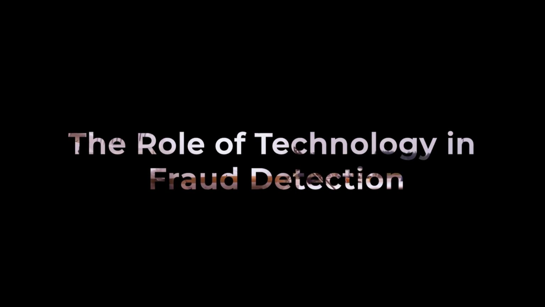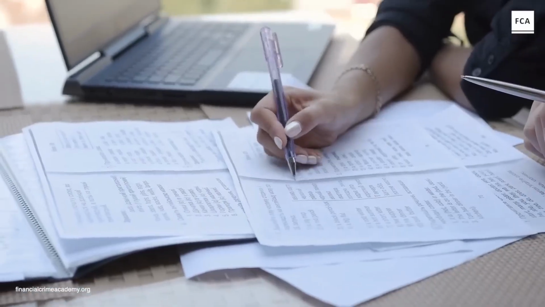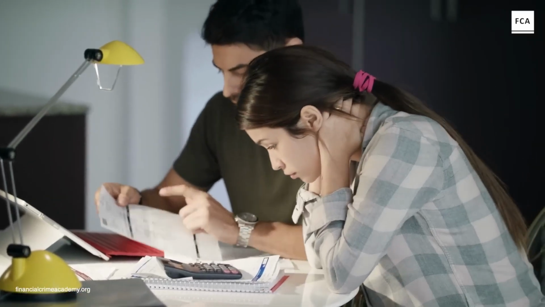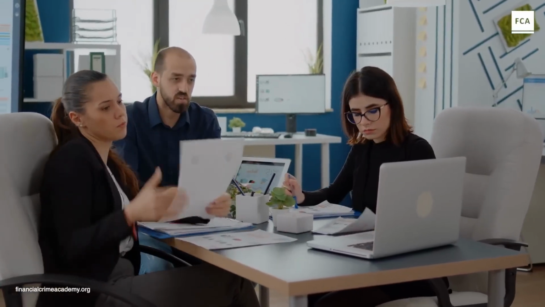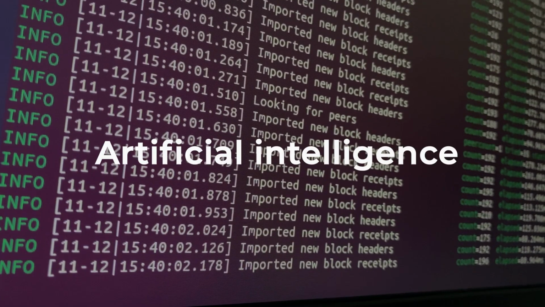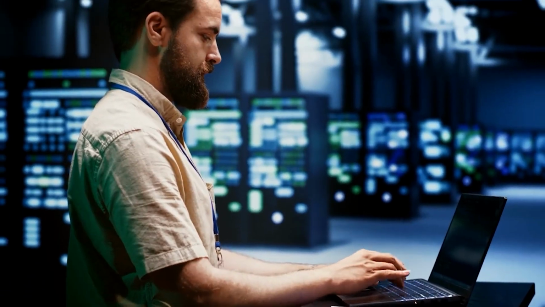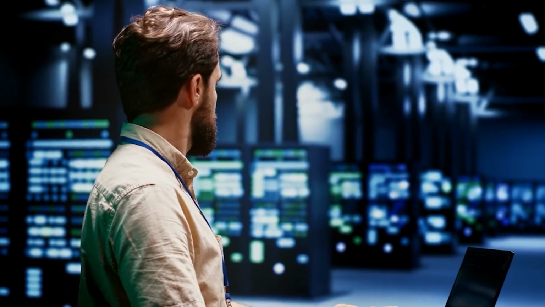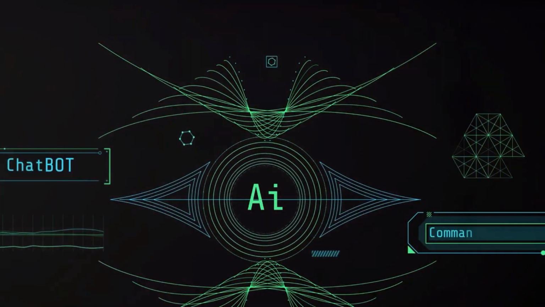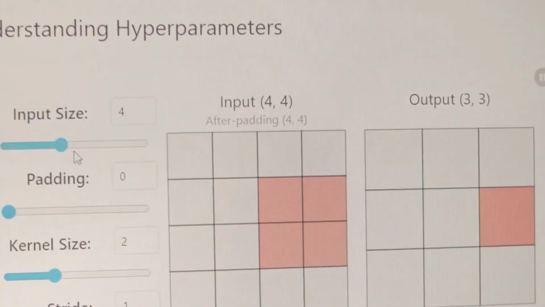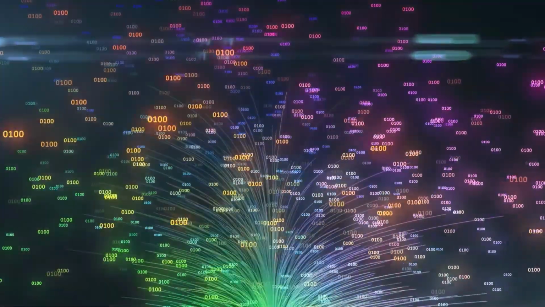The role of technology in fraud detection. Technology, particularly machine learning, has revolutionized fraud detection. Machine learning algorithms can scan vast amounts of transaction data, identifying patterns that indicate fraudulent activities. Artificial intelligence, or AI, systems have also been developed to monitor transactions in real time, taking into account behavioral patterns, location data, and device usage to detect anomalies.